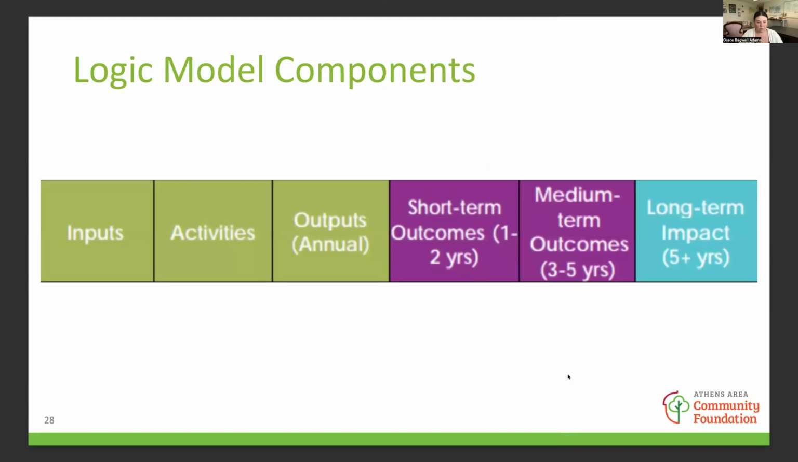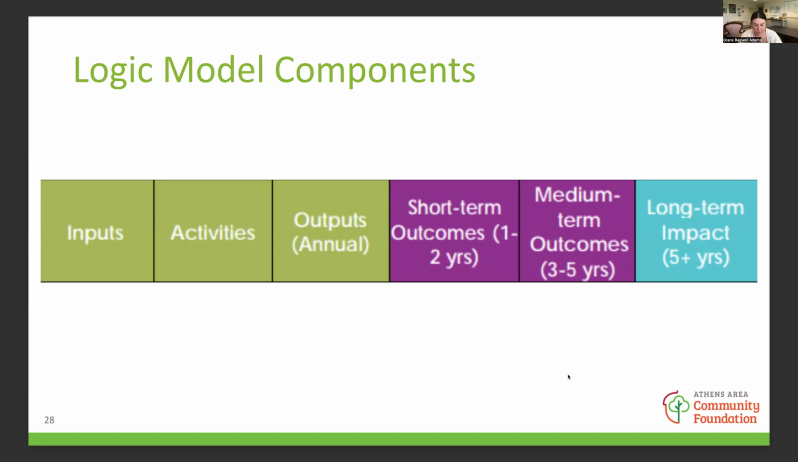So here I've just represented it in a quick diagram, putting each of those 5 components into a bucket, okay? Inputs, activities, outputs, short-term outcomes, medium-term outcomes, and long-term impact. It really summarizes the program that you're trying to implement in a structured format, and it will display relationships between the program's resources, activities, and outputs in a concise manner, okay?